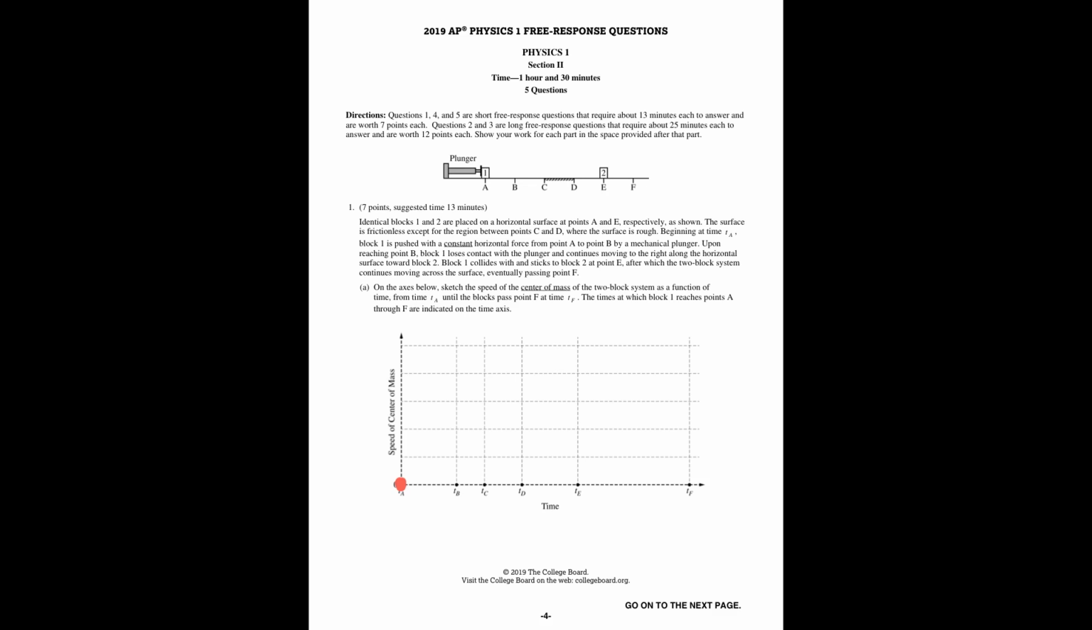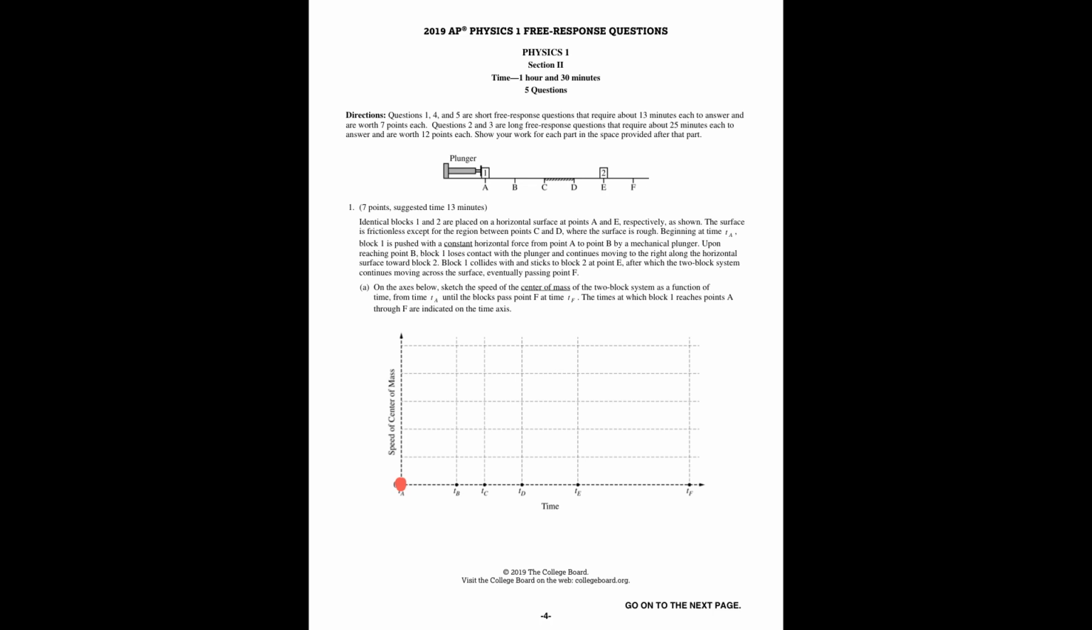The speed of the center of mass of the two-block system depends on the movement of either block. Block 2 doesn't move at all until we get towards the end of the graph. And so I can essentially graph the speed of the center of mass and the changes in the speeds of the center of mass by just looking at block 1 for most of this graph.